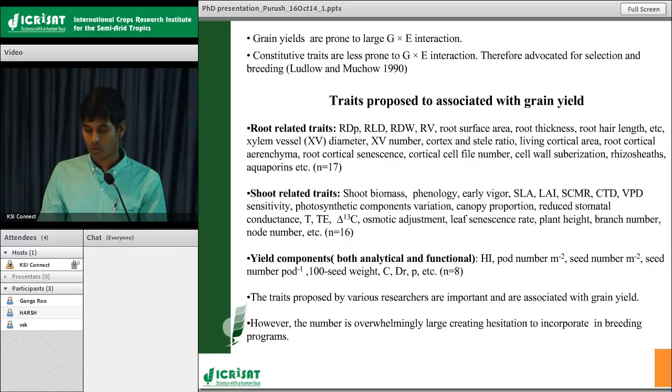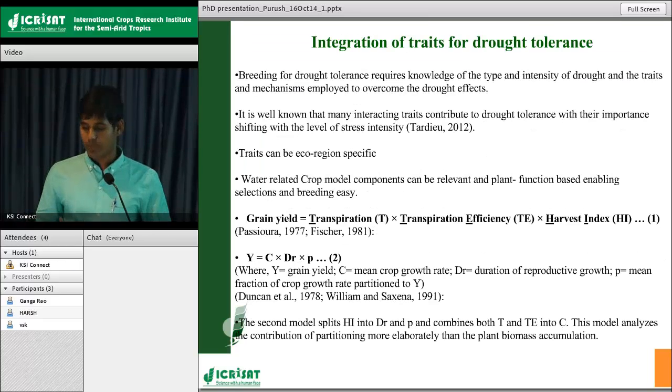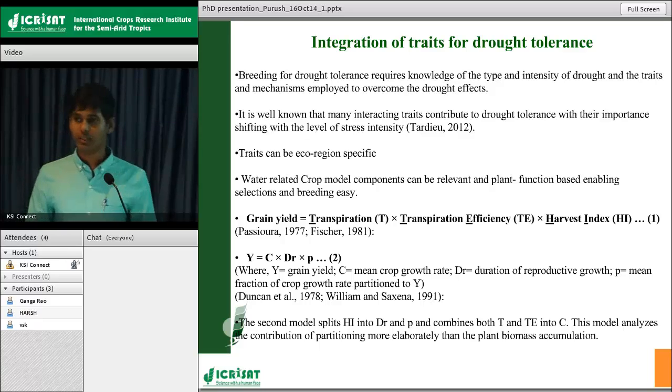Integration of traits for drought tolerance is important. Not only the mechanism and the type and intensity of roots, we also need to understand the traits involved and their mechanisms. There are two different models, not entirely different but similar, on water-related crop components. There were six in total, called composite traits, which are really helpful for selecting for drought tolerance in chickpea.